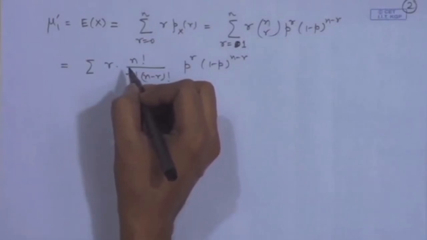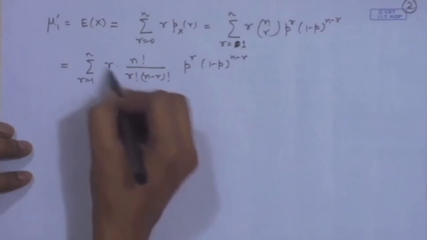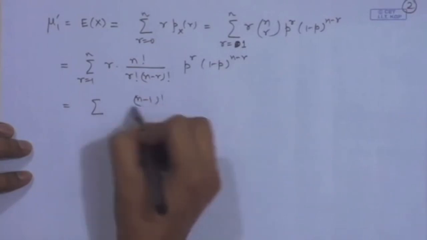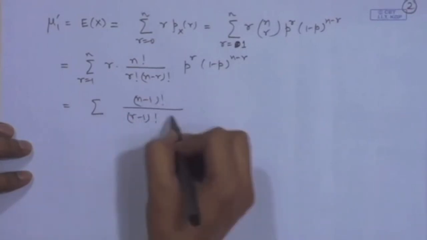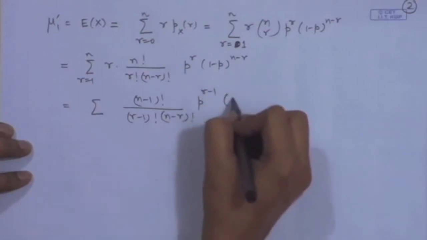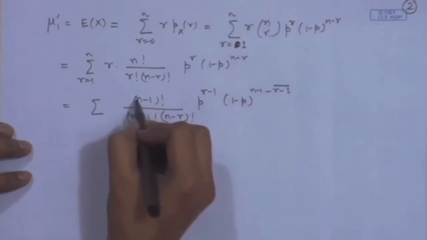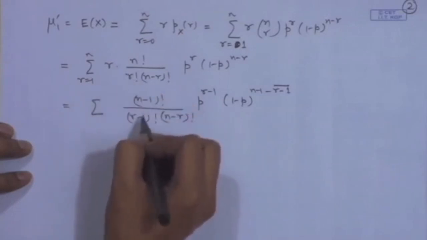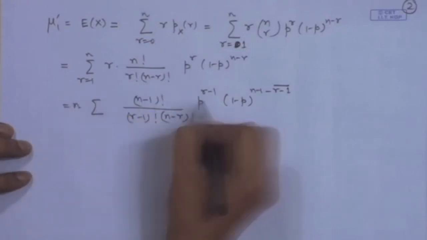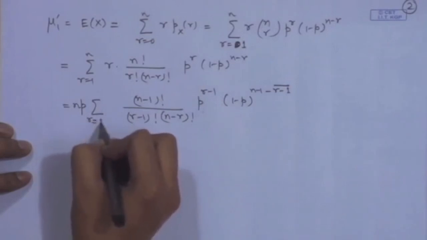r is equal to 1 to n. Now, this r and r minus 1 you can adjust here. So, this we can write as n minus 1 factorial divided by r minus 1 factorial, n minus r factorial, p to the power r minus 1, 1 minus p to the power n minus 1 minus r minus 1. So, what I have done is adjusted this r minus 1 here, and then this term I have written as n minus 1 factorial, that means I have separated out n and I have also taken out p from here, and this is from r is equal to 1 to n.